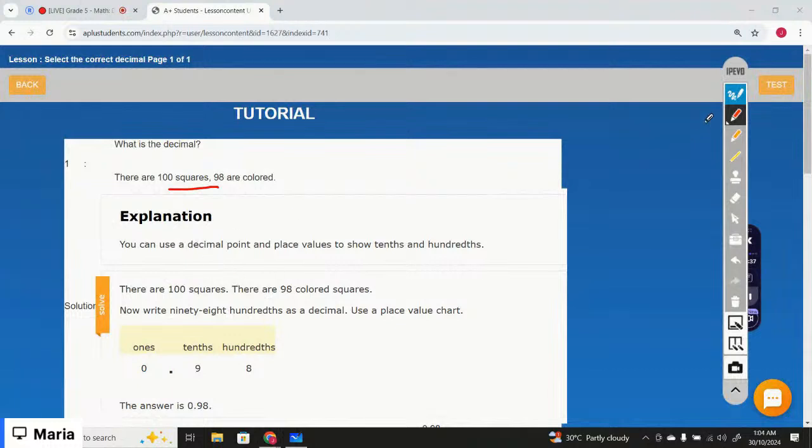So 98 hundredths can be written in the place value chart. Basically the place value chart for the decimals looks like this. You have ones. The rightmost digit is always the ones digit, right? So decimals are on the right hand side of the ones digit. Then you have tenths, then hundredths. So you're going to write 0.98 like this. So the answer is 0.98. Got it?